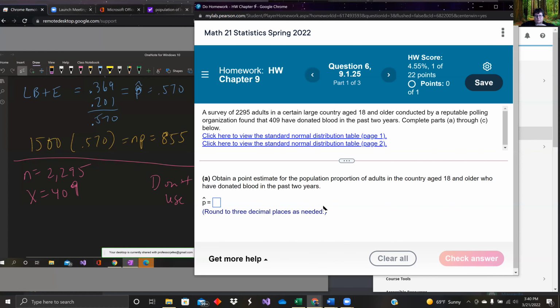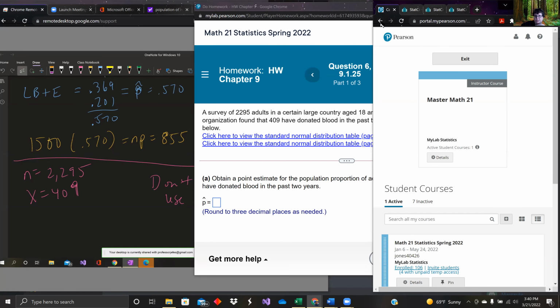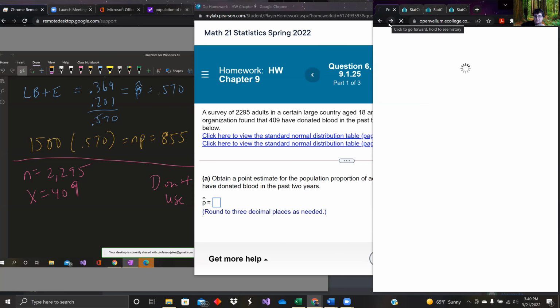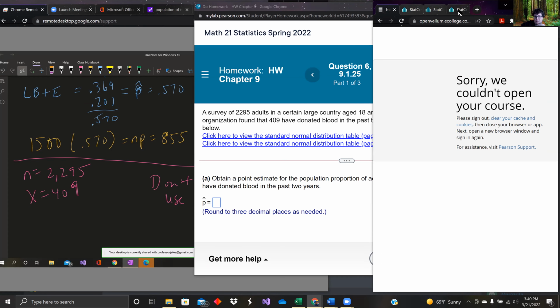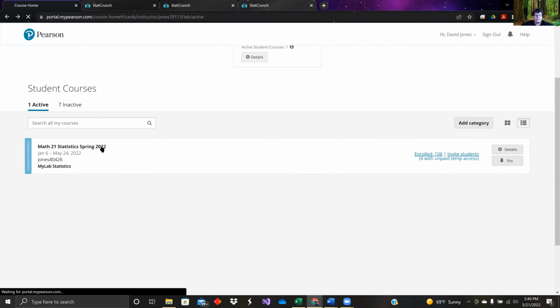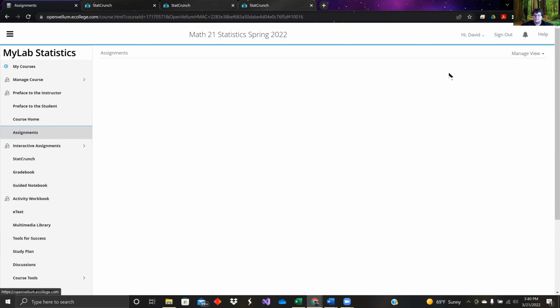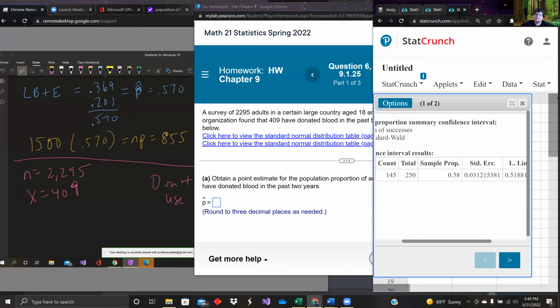And the first thing they want is p hat to 3 decimal places. What's going on? Oops. Really? I was doing the problem and it logged me out. All right, I'm logged back in. Hopefully it'll allow me to just keep going.